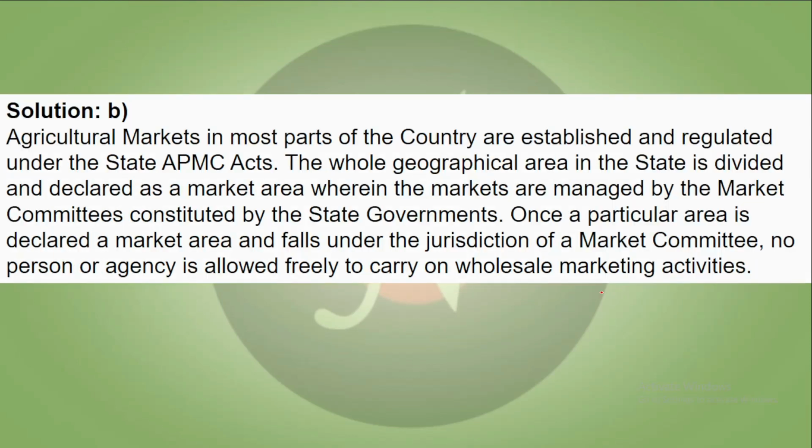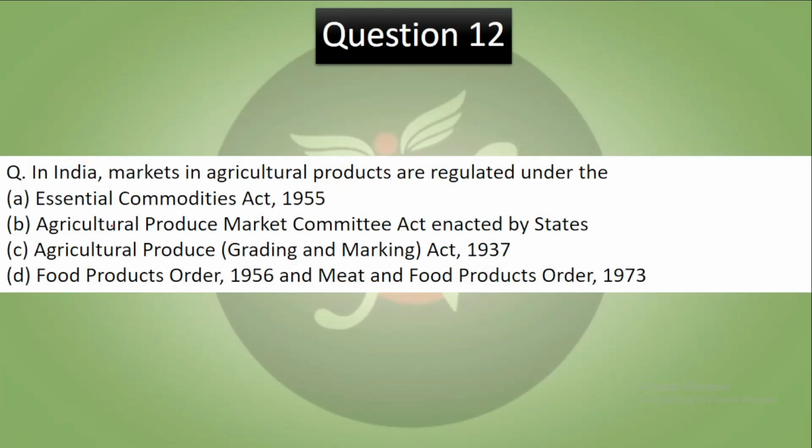So the correct answer to this is B, as the agriculture markets in most parts of the country are established and regulated under the state APMC Acts. Moreover, the whole geographic area in the state is divided and declared as a market area, wherein the markets are managed by the market committees constituted by the state governments. Once a particular area is declared a market area and falls under the jurisdiction of a market committee, no person or agency is allowed to freely carry on wholesale market activities. So the correct answer to this is B.